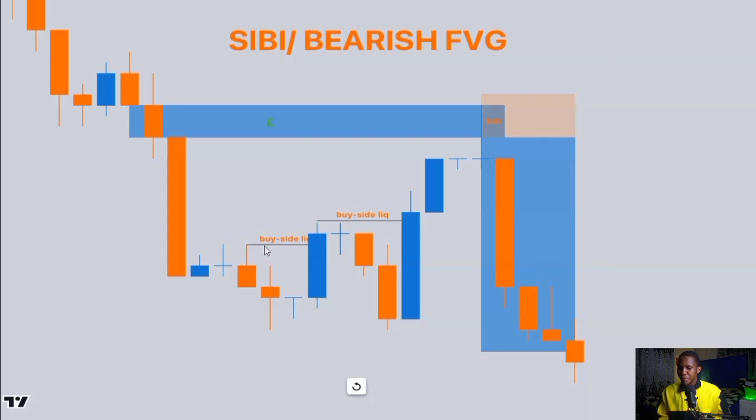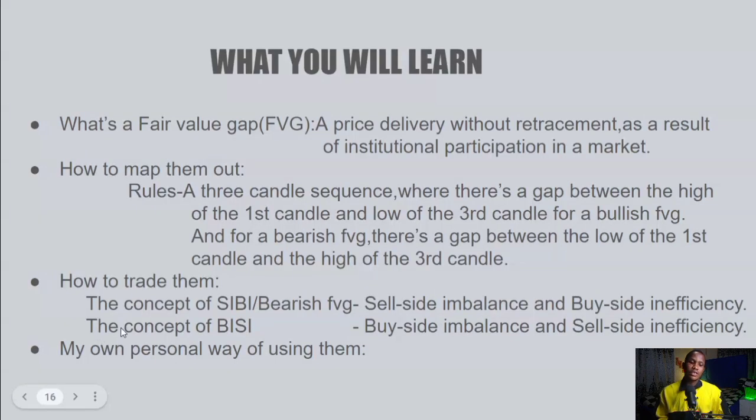Can you see how buy side continuously took out buy side liquidity as it approached our zone? So guys, another name for this CB is a bearish fair value gap.